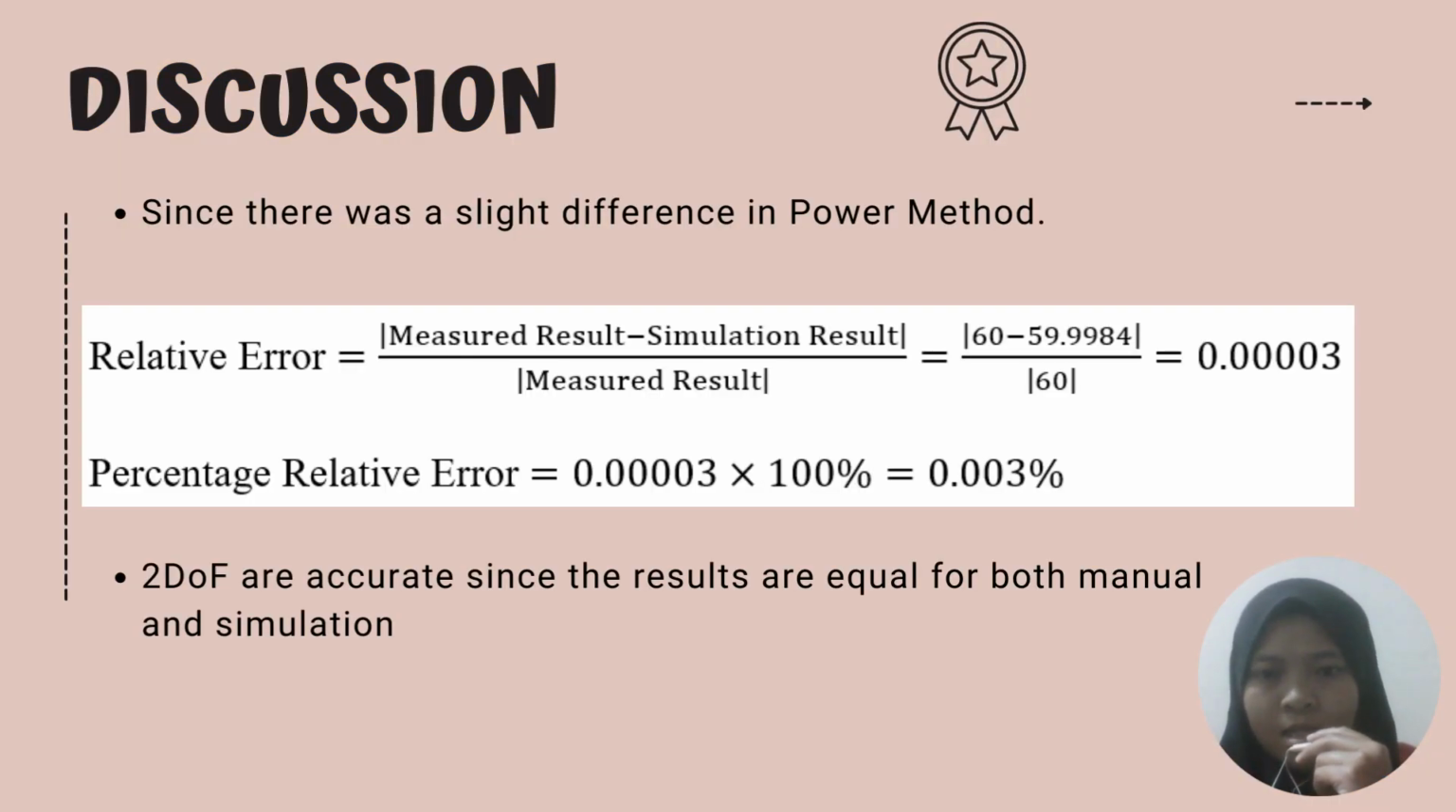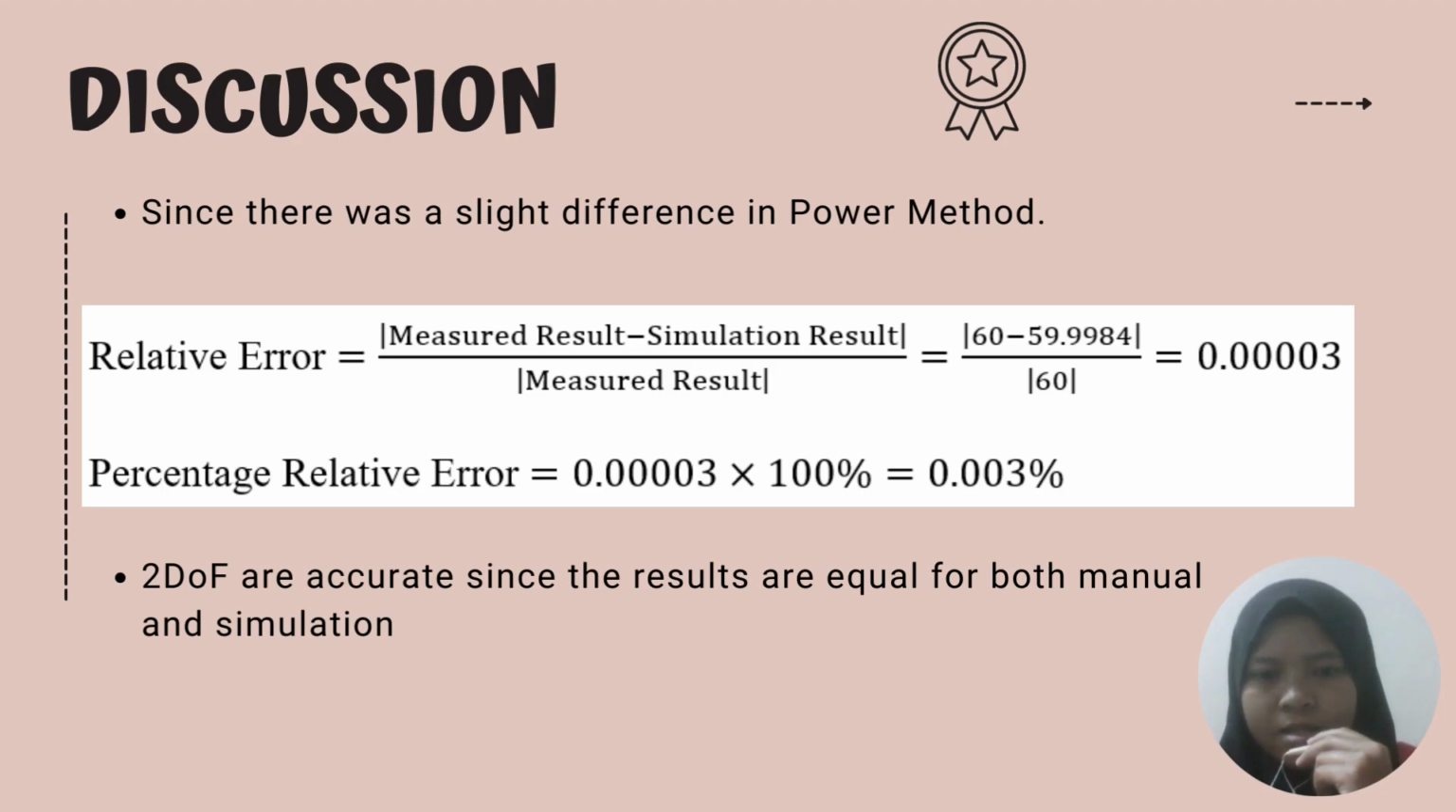Since there was a slight difference in the power method, the relative error must be determined by applying the formula below. Relative error is equal to the absolute of the measured result minus the simulation result, divided by the absolute of the measured result. So the result is 0.00003.